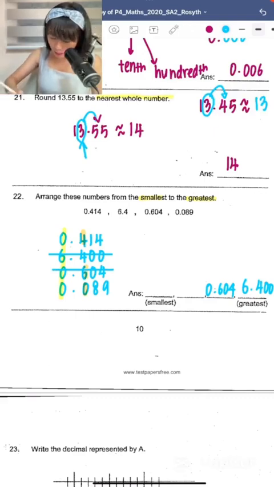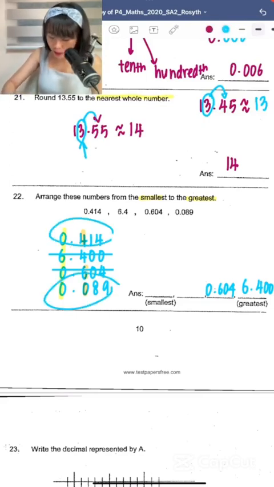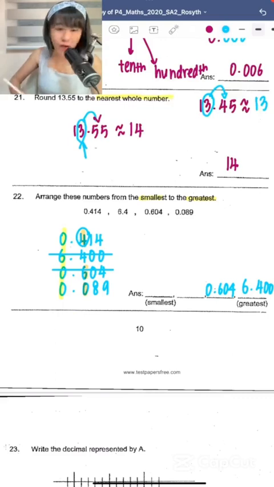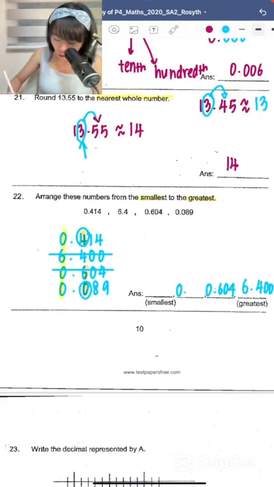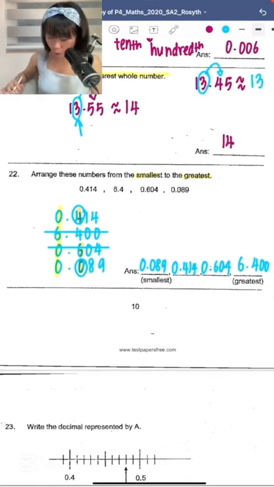Next, I'm just going to compare this and this. If you compare these at your 10th place, can you see this 4 and the 0? So definitely the next biggest is 0.414 and the smallest is 0.089. So all these are your answers for question 22.